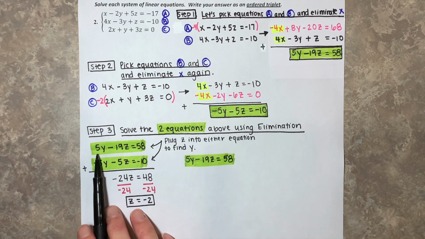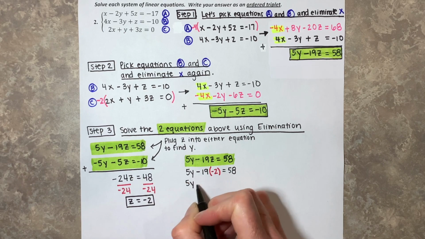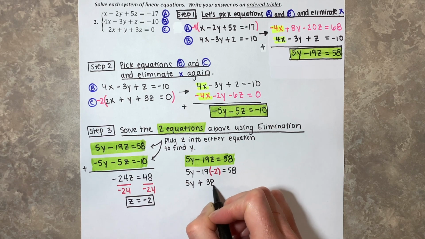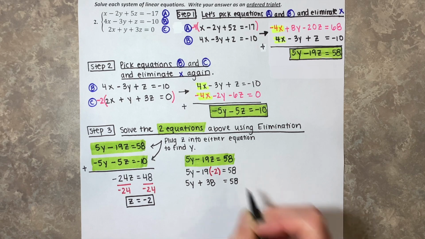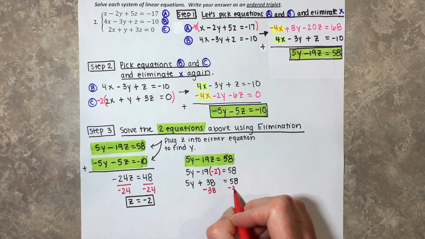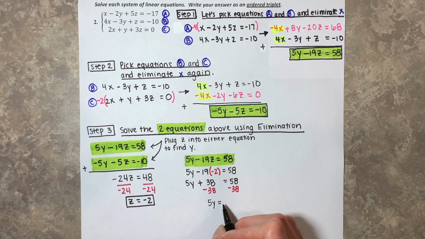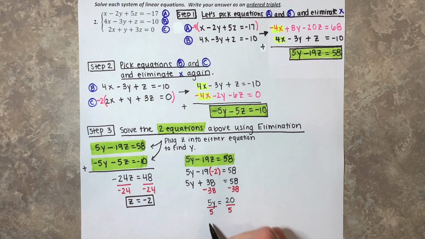I just picked this top equation right here, and I've plugged -2 in for z. If we simplify, this will leave us with 5y plus 38 is equal to 58. Then let's subtract 38 from both sides. And that will leave us with 5y is equal to 20. Then we can divide both sides by 5. And that will leave us with y is equal to 4.